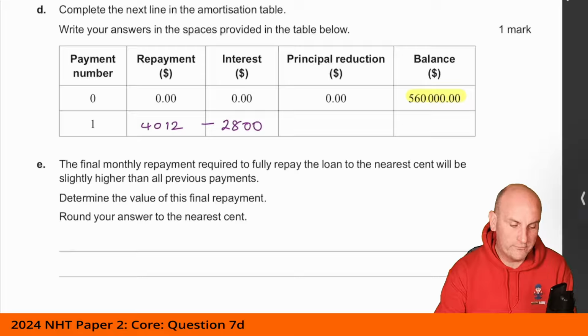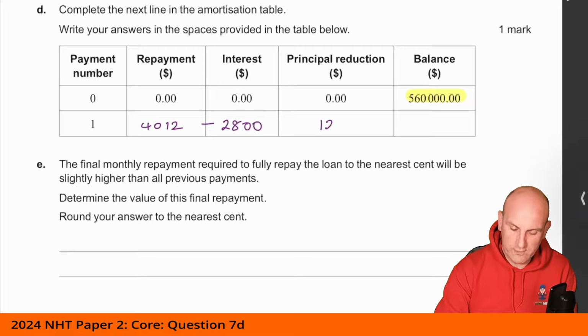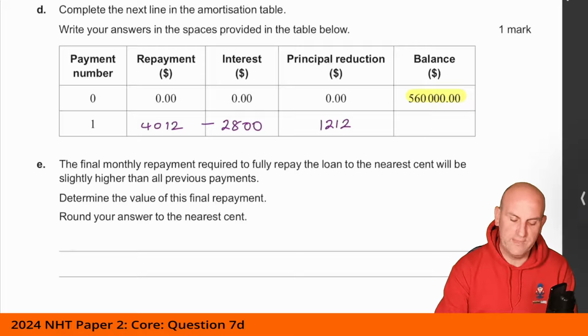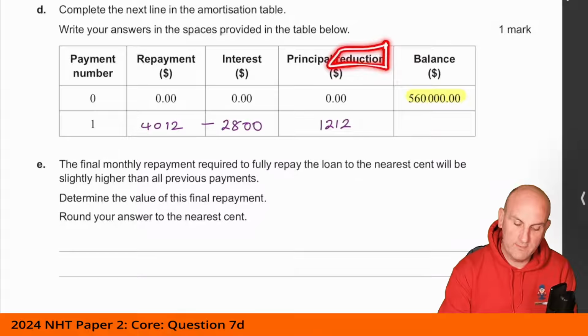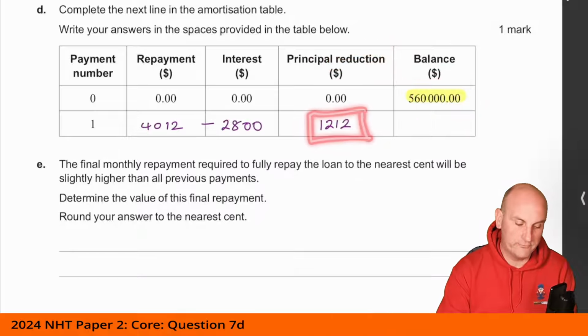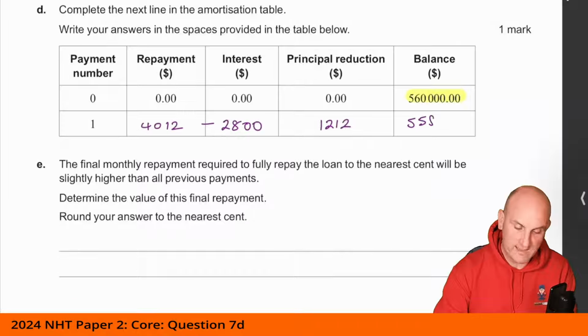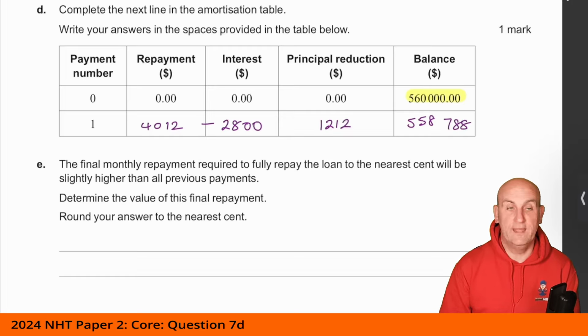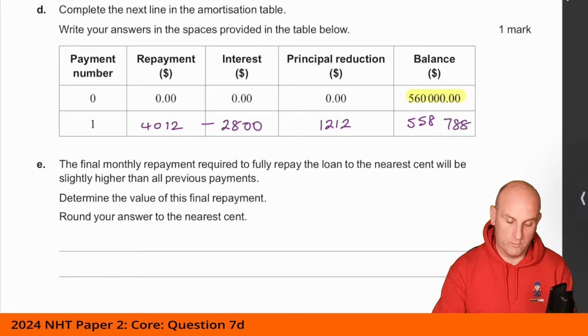So when I do 4012 minus 2,800, I get 1212. That's my principal reduction. And bearing in mind, I've got 560,000 and I'm reducing it by 1,212. If I take those away, I get 558,788. There we go. That's my line. And again, 1 mark for all of those.